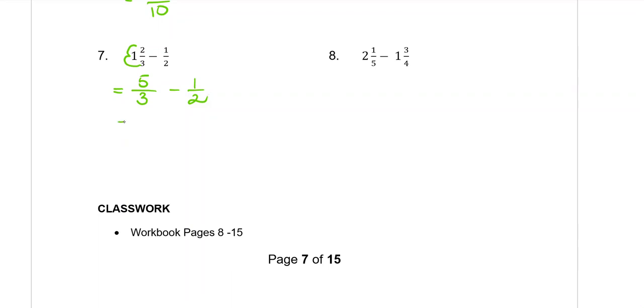Okay, ready for the second step. Time to times those denominators together. 3 times 2 is 6. Then times diagonally. 5 times 2 is 10, minus 1 times 3, which is 3.